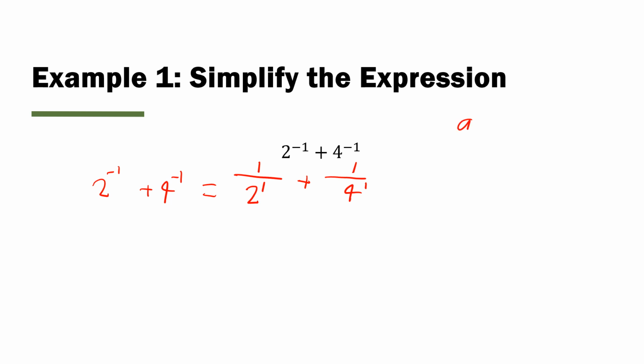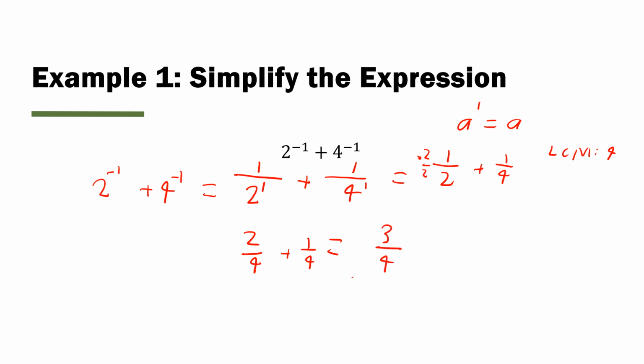Now for any integer a, if you raise it to the power of 1, that's just saying a again. So this will just be equal to 1 divided by 2 plus 1 divided by 4. I have a least common multiple, 4, in the denominator. So I can multiply this 1/2 by 2 divided by 2. So I get 2 divided by 4 plus 1 divided by 4. Now we're just adding fractions. This is 3 divided by 4. So that was the answer to the first question.